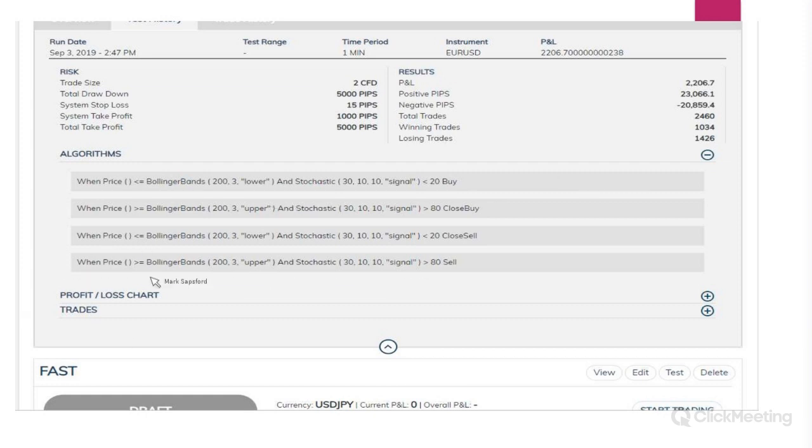So the sell is the opposite. When price is greater than or equal to the Bollinger Band upper and the stochastic is above 80, we are selling. And then when the price is less than or equal to the Bollinger Band 200 3 lower and stochastic is below or equal to 20, we're closing the sell. But we've also got a 15 pip stop and we've got a 1,000 pip target. So I would expect no trade to get to 1,000 pips of profit. That's the one thing I wanted to make clear to you. But we have to put something in there, and 1,000 pips is what we put.